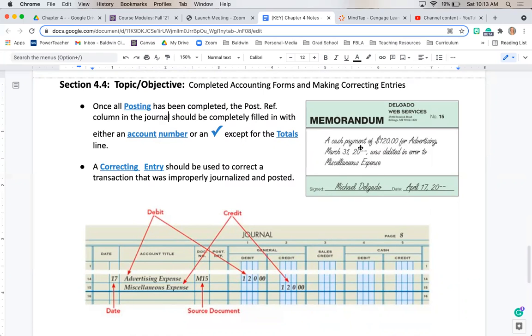So here's the example: a cash payment of $120 for advertising was debited in error to miscellaneous expense. So we need to take it out of miscellaneous expense and put it into advertising expense. The correct entry would be a debit to advertising. Then to take it out of an account, we have to do the opposite. We probably debited miscellaneous expense, so to do the opposite we would give it a credit, which would cancel out the original debit. So we would debit advertising, that's what's supposed to happen, and we would credit miscellaneous expense, which would take it out of there. So let's go to MindTap.